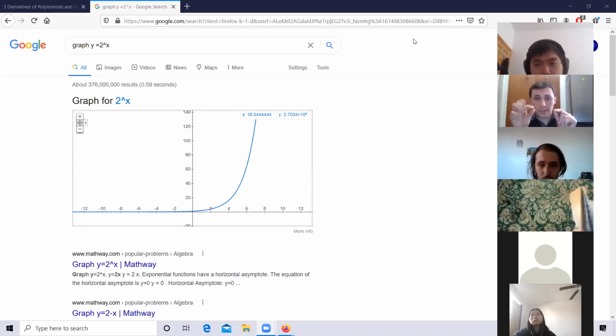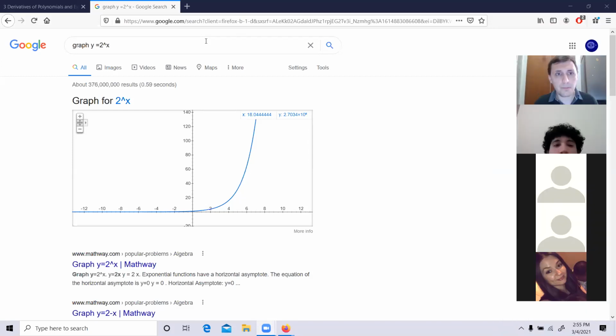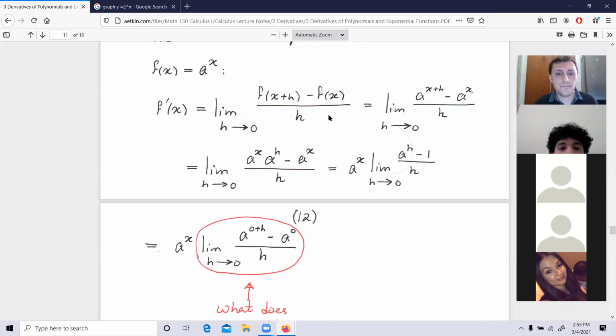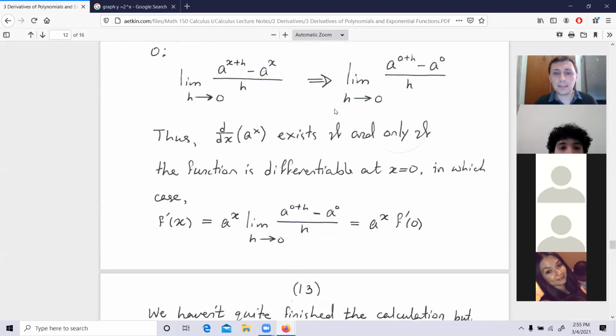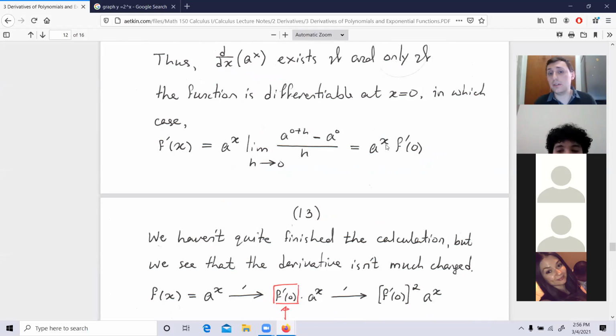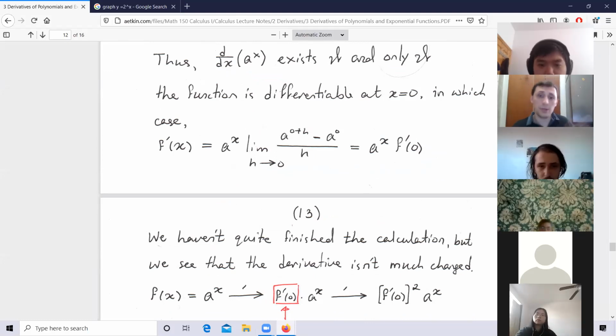And you don't even need a graph, because you know 2 to the 1 is 2, 2 to the 2 is 4, so it's not a horizontal line. Right? Wonderful. So you are with me, I hope. So this is the derivative as far as I know. It's a to the x times some unknown number, which happens to be the derivative at 0. Unknown because I haven't figured out how to solve it yet.